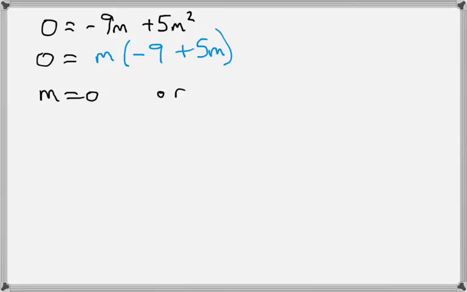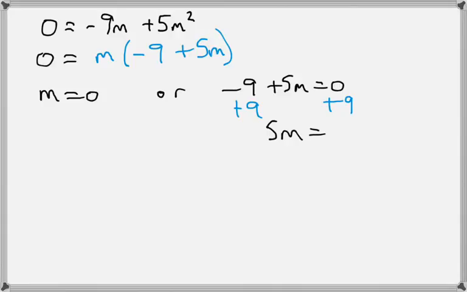So m equals 0, or we have negative 9 plus 5m equals 0. On the left, we have m equals 0. That's already solved, so we just have to solve the equation on the right. So to get the m by itself, we're going to add 9 to both sides. That's going to leave us with 5m is equal to 9. And we get m by itself by dividing by the 5. So 5 divided by 5 cancels out, divides to equal 1, so we have m is equal to 9/5.